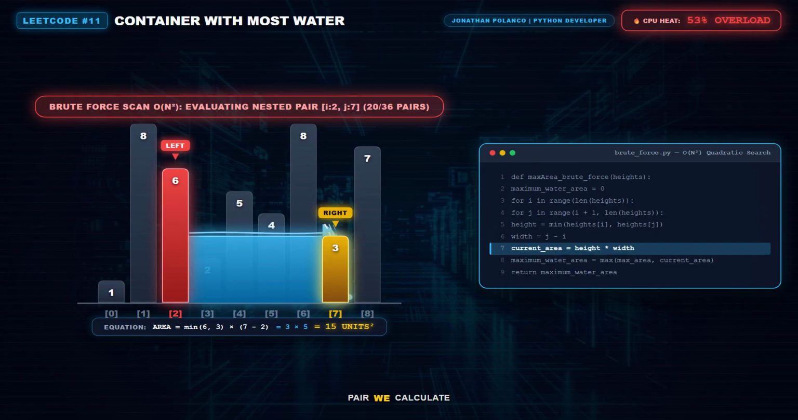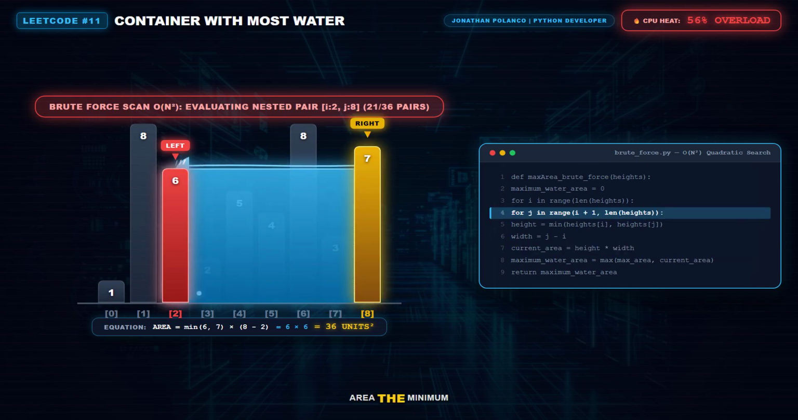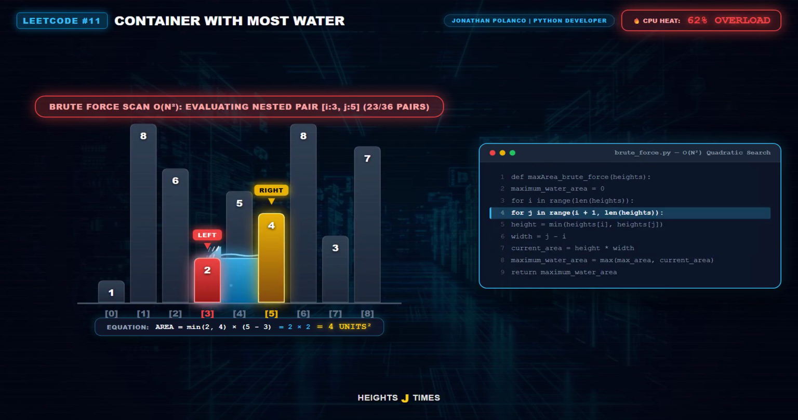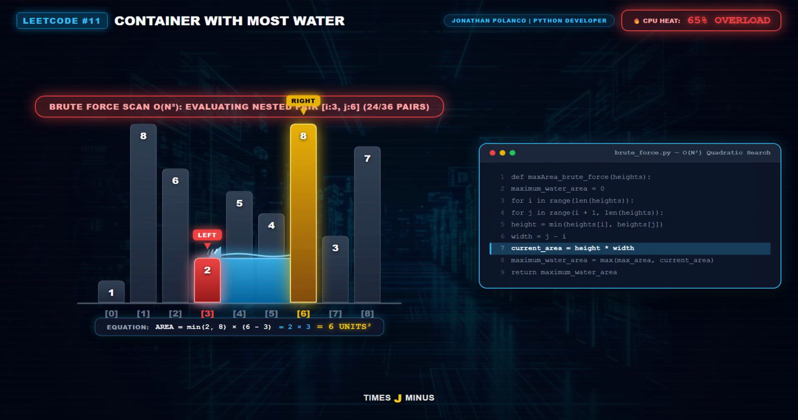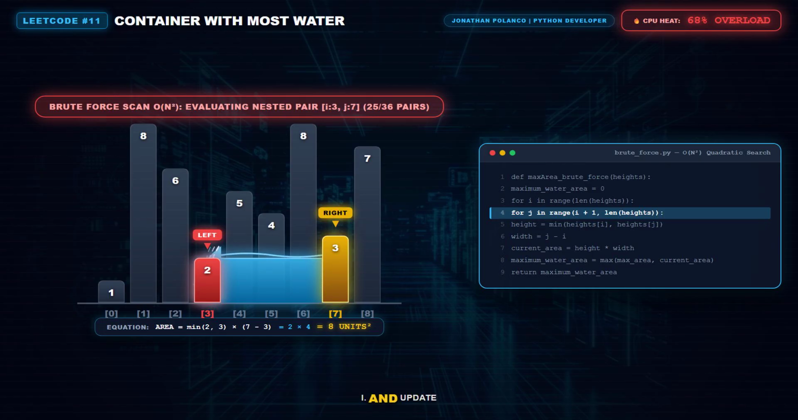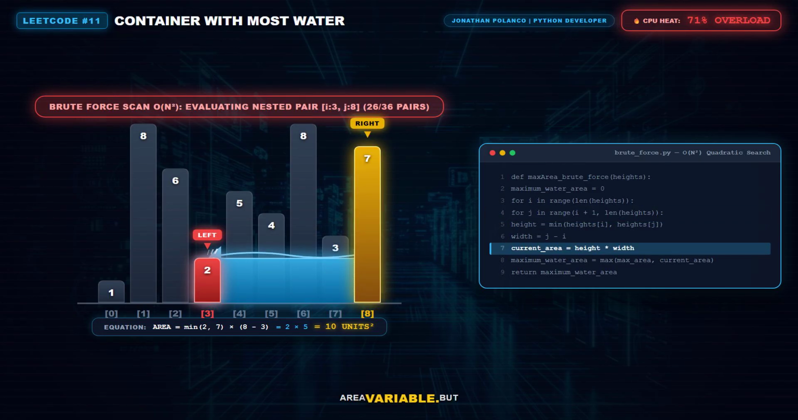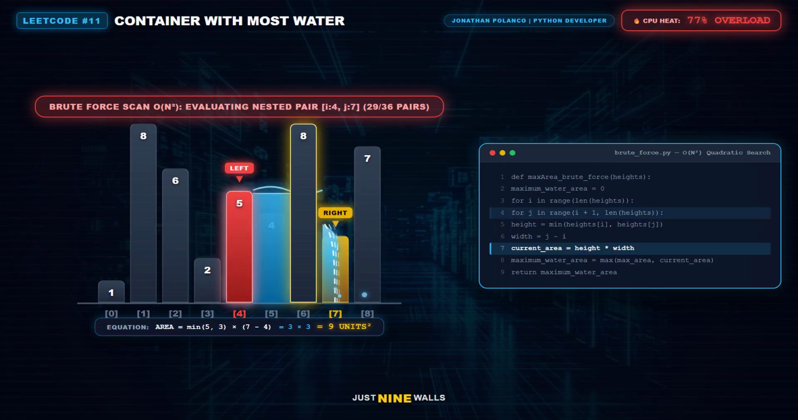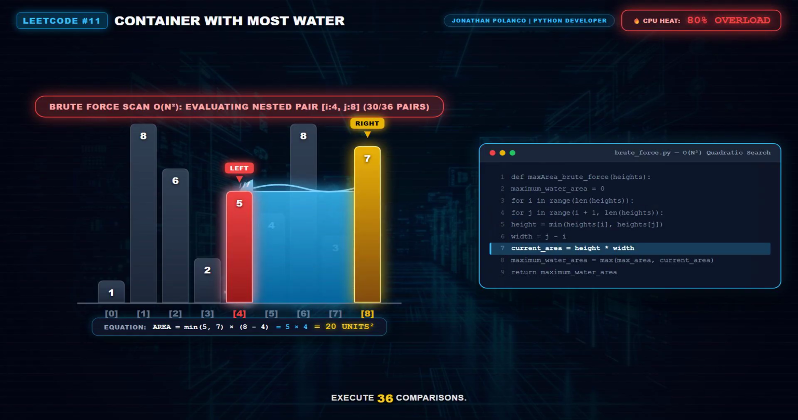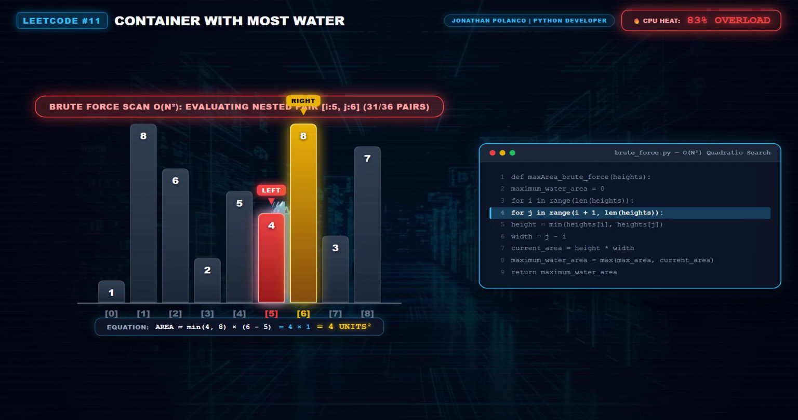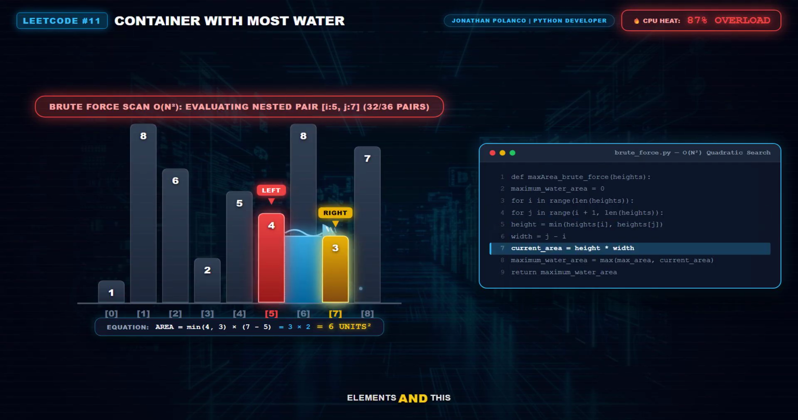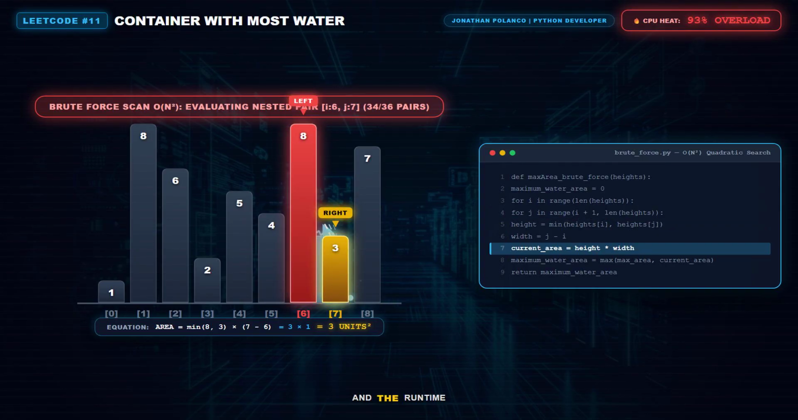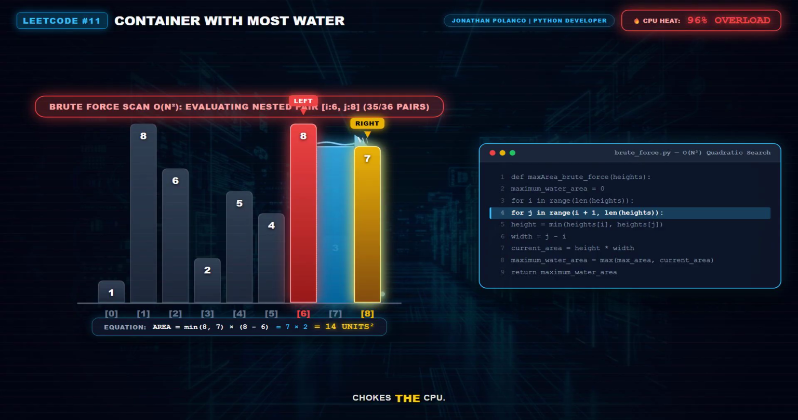For every pair, we calculate the area, the minimum of heights[i], heights[j], times j minus i, and update our max area variable. But watch this. For just 9 walls, we execute 36 comparisons. Scale that to thousands of elements, and this is now an O(n squared) problem, and the runtime completely chokes the CPU.